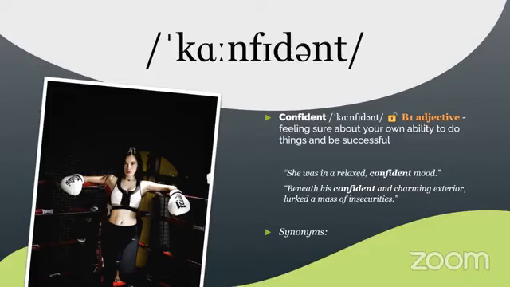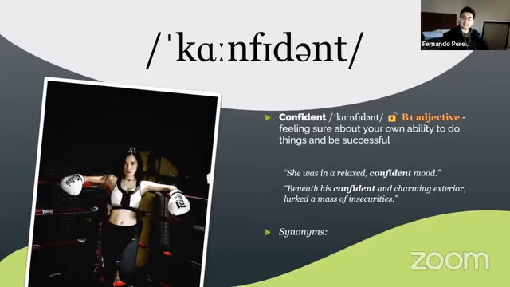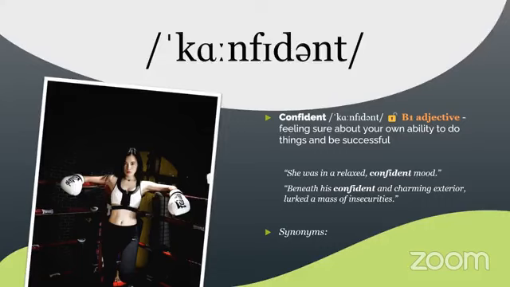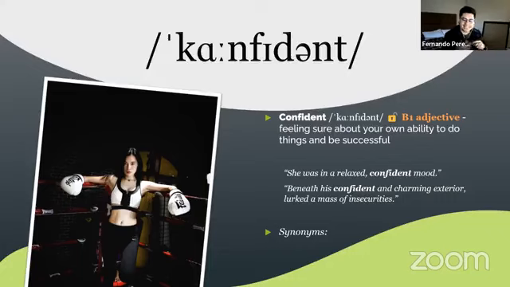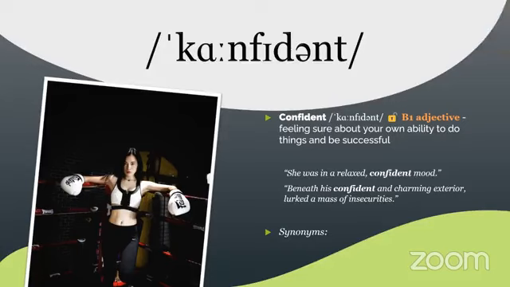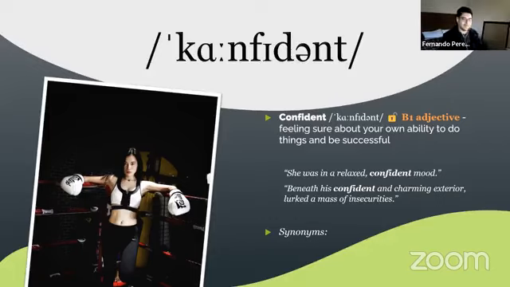She was in a relaxed, confident mood. What is mood? Mood is like, how can I tell you? An emotional state. Like your current sensations in this moment. How do you feel in this moment? You know, if you are exhausted, you have a bad mood. Okay. You are happy, energetic, you have a good mood.